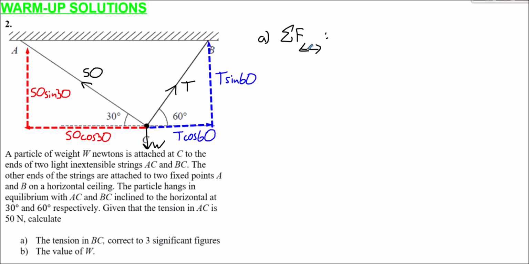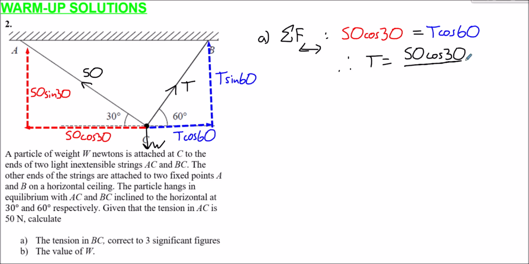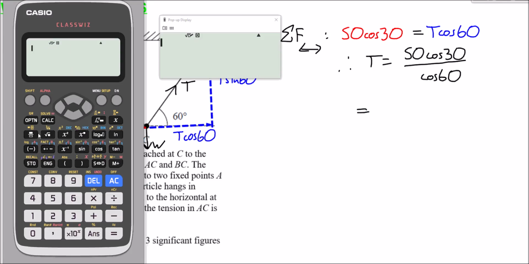So if we just think about the components going left or right, then the component going to the left, just 50 cosine 30, must be equal and opposite to the component going to the right, which is just this T cosine 60. Therefore, if we divide both sides by cos 60, T is 50 cos 30 divided by cos 60. That gives us 50 root 3, which is approximately 86.6 newtons.